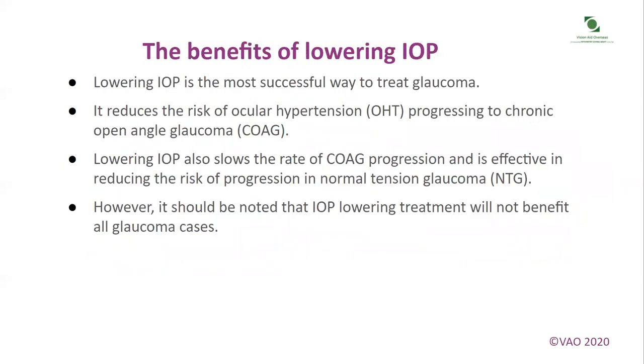Lowering IOP is the most successful way to treat glaucoma. It reduces the risk of ocular hypertension progressing to chronic open-angle glaucoma. Lowering IOP also slows the rate of COAG progression and is effective in reducing the risk of progression in normal tension glaucoma. However, it should be noted that IOP lowering treatment will not benefit all glaucoma cases.